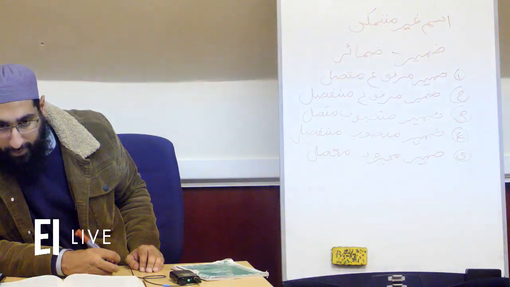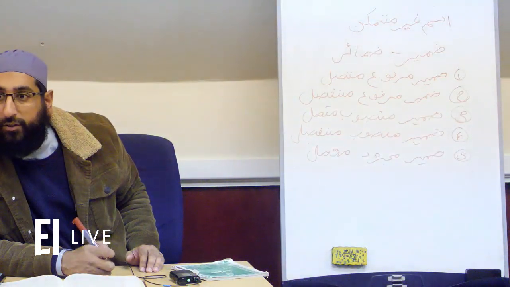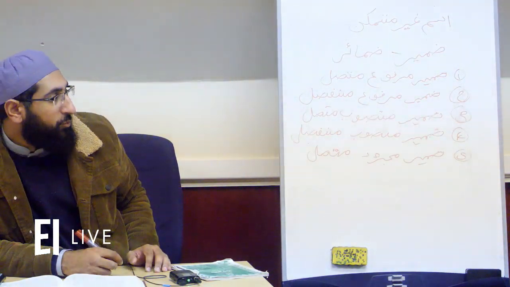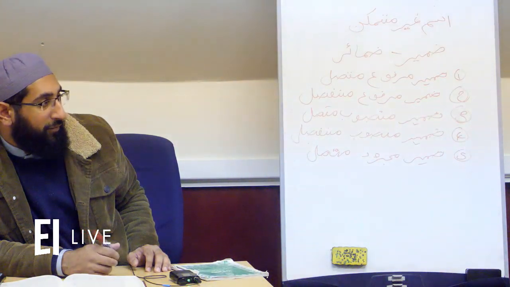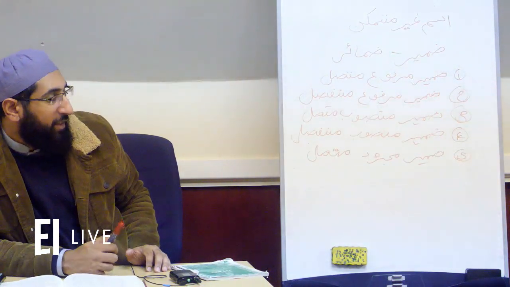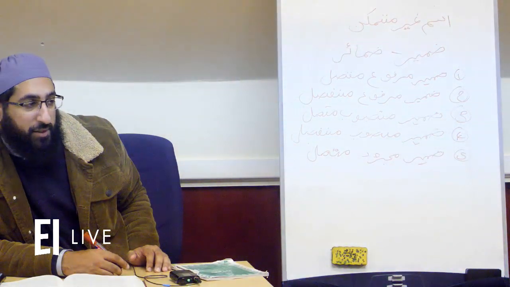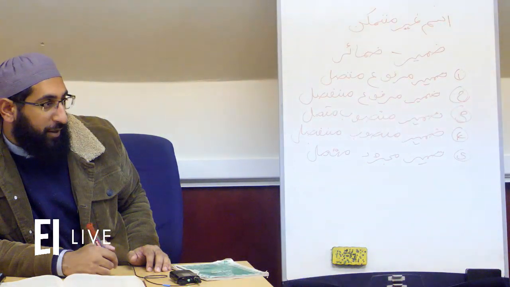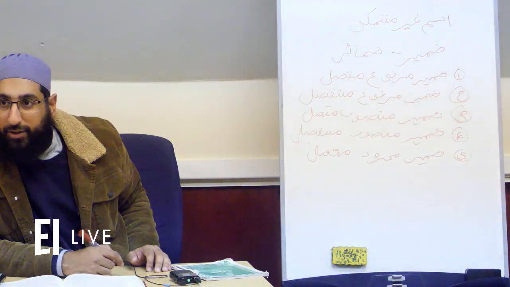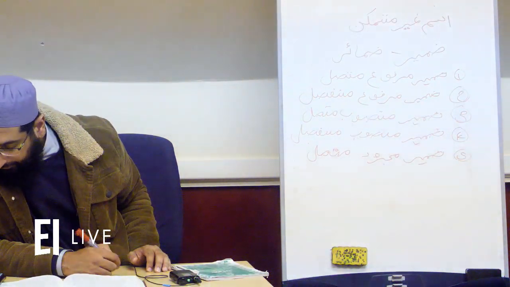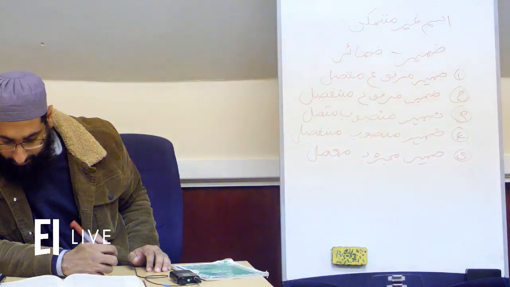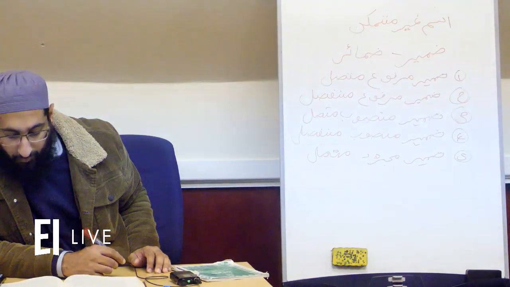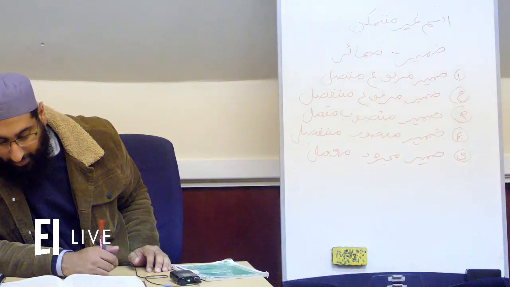So ism ishara is an ism, isn't it? So what sentence will this be? Jumla ismiya khabariya or jumla fi'liya khabariya? It's ismiya, isn't it? And every jumla ismiya khabariya has two parts. What's the first part called? Mubtada. The second part is called khabar. So tilka here will be mubtada.